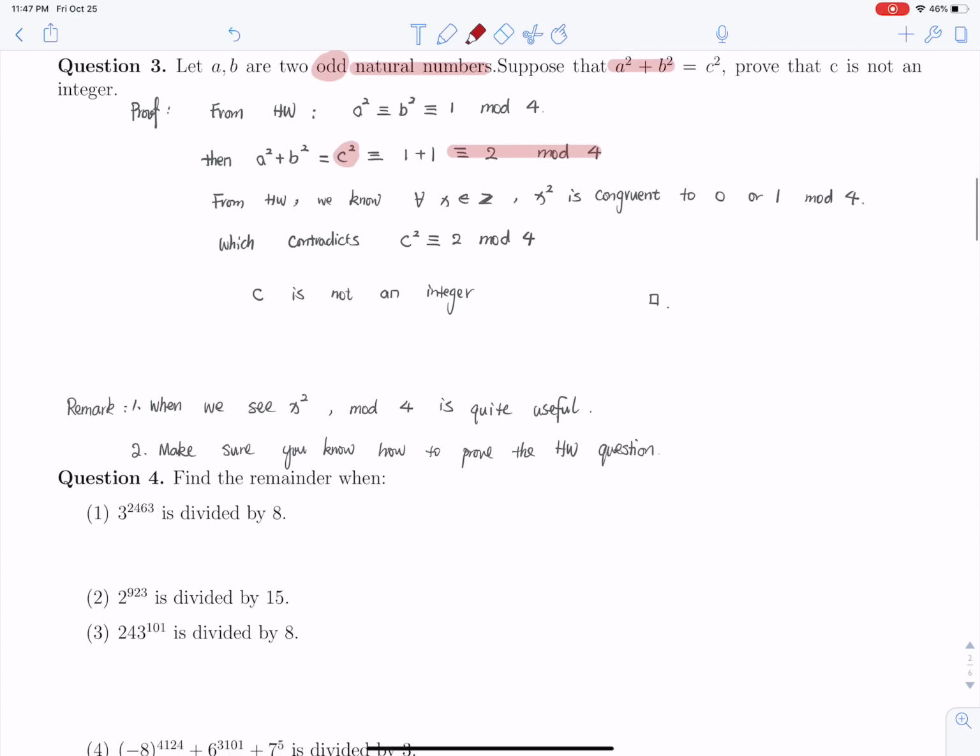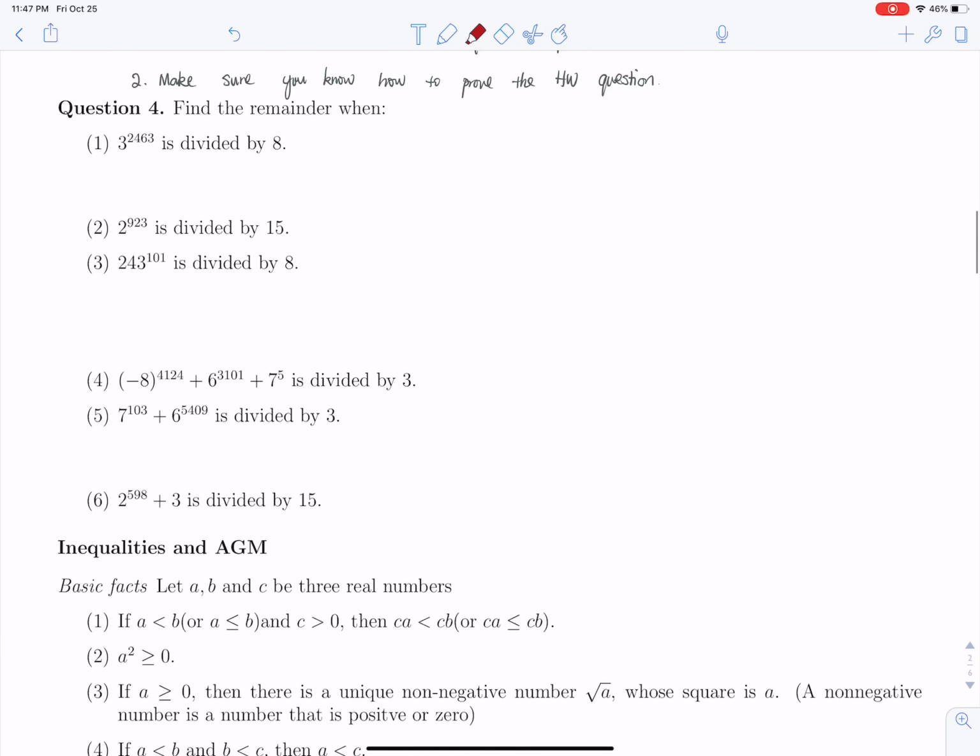Alright, now let's do the next type of question, which is to compute a really large power of a natural number.